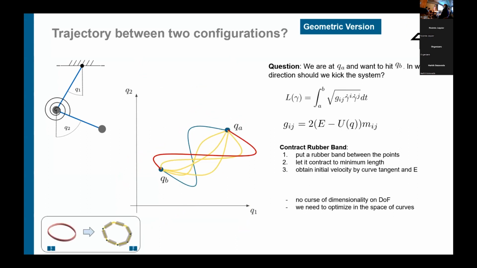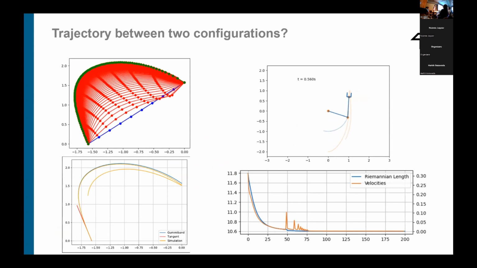So now what we do in the geometric version is to just take a string again, attach it to the 2 points qA and qB, and let it converge to a geodesic. We now use the Jacobi metric as the Riemannian metric, and we just let it converge. And this is what I got for this.